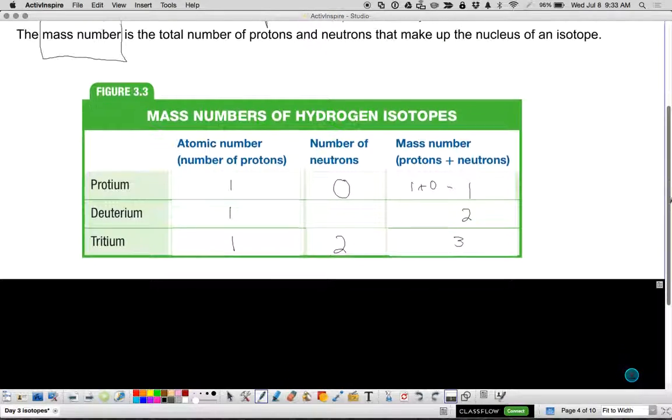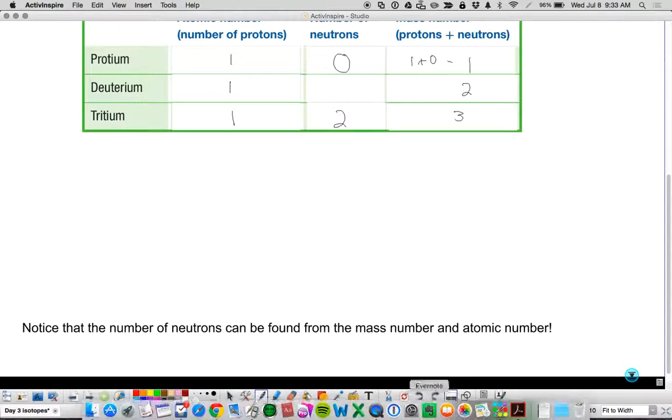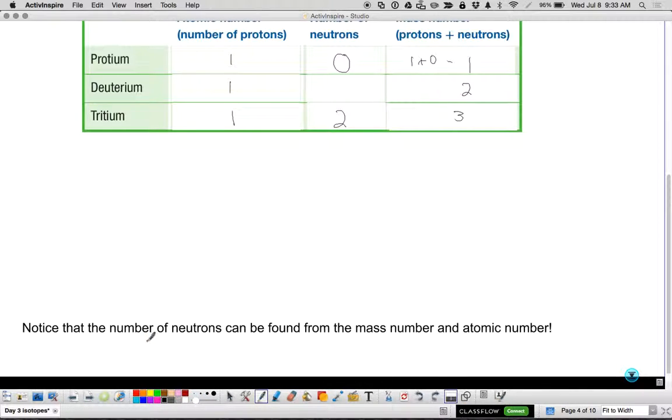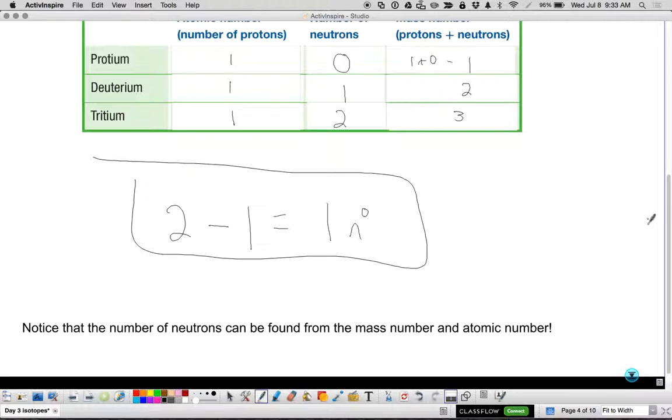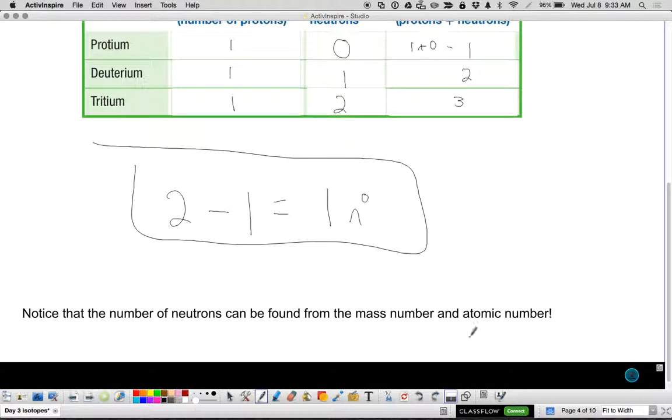Okay, now notice that if I need to find, for instance, the number of neutrons, I can use the mass number and subtract the atomic number. So if I have the mass number of deuterium, which is the number of protons and the number of neutrons, and I subtract the atomic number, I get 1 neutron. Okay, so I can use these things to figure out different pieces of the atomic puzzle. And I'll be asking you to figure out simple things like this as we go on.